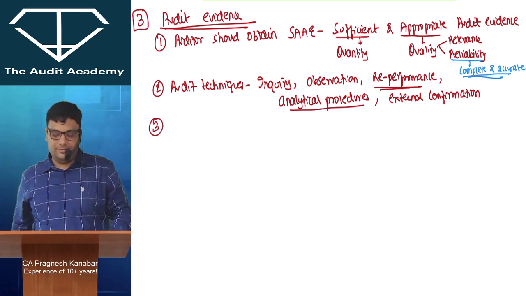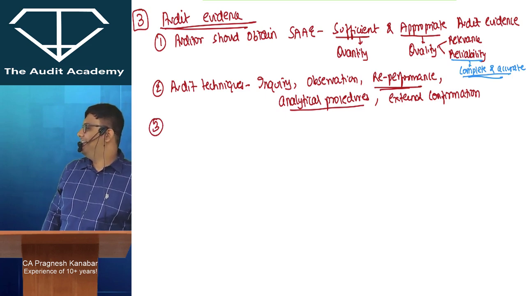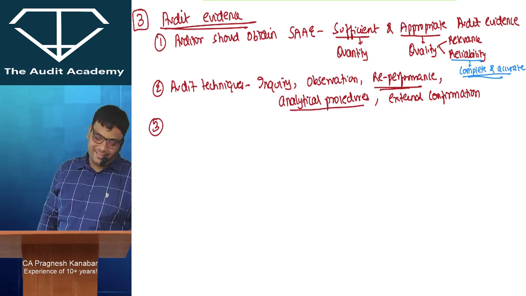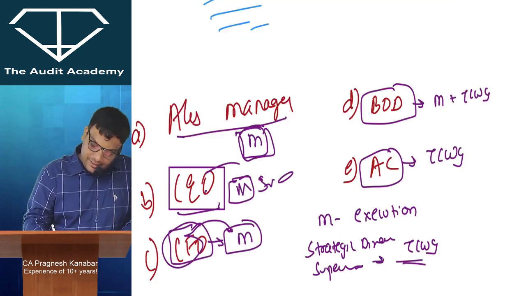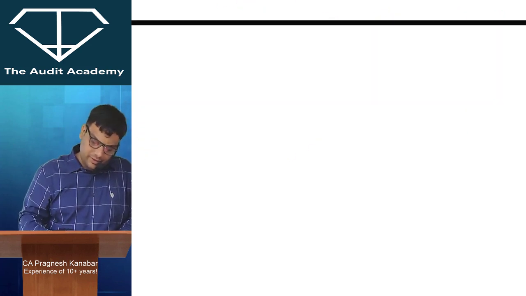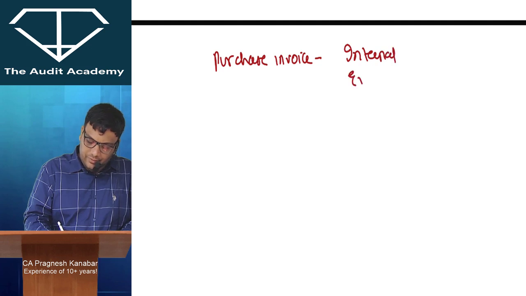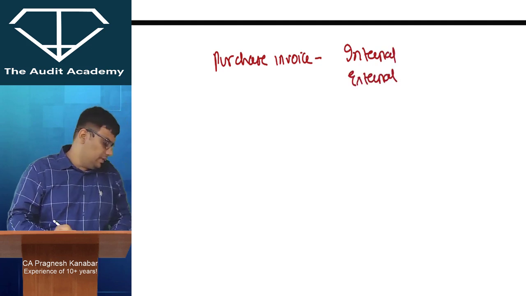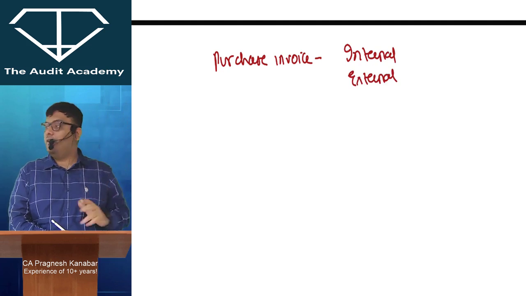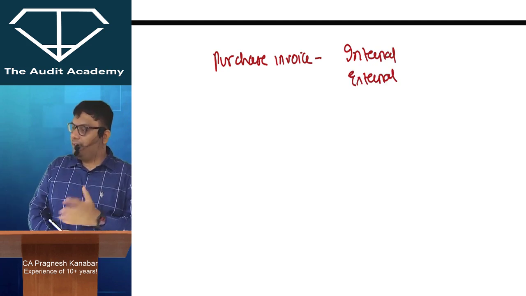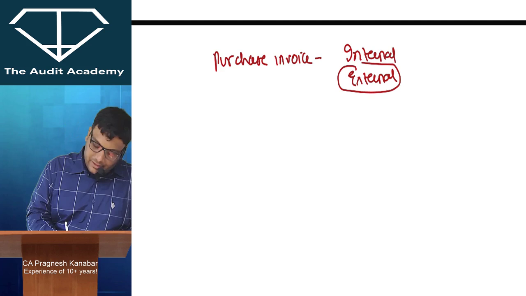Now, let me just test your knowledge. If you know this, then I'll not give this point in the notes. So tell me, purchase invoice is internal evidence or external evidence? I for internal, E for external. Purchase invoice is an external evidence.